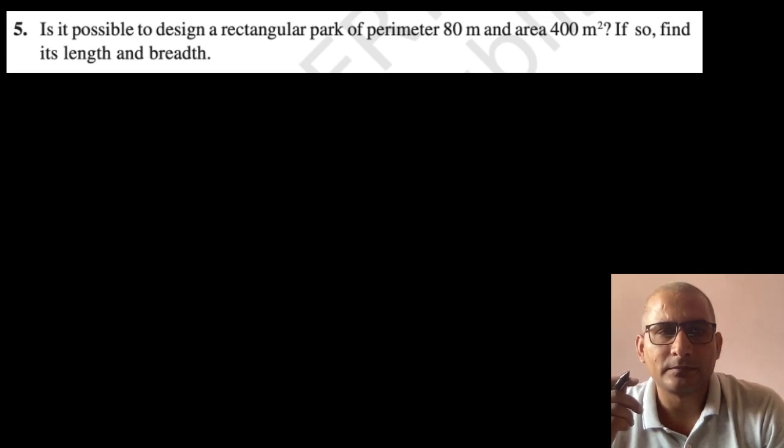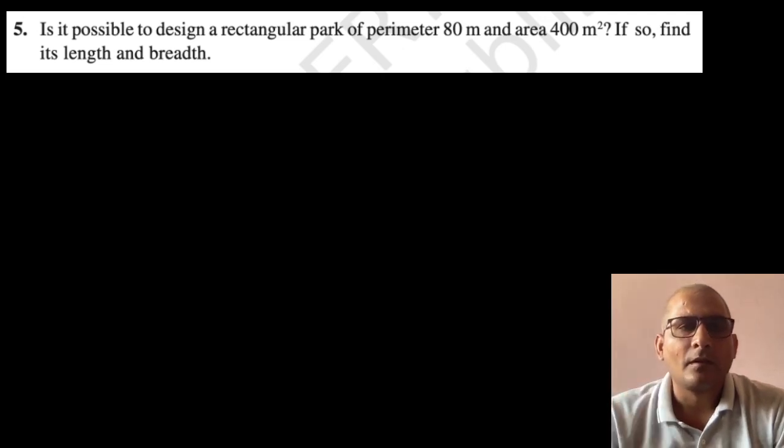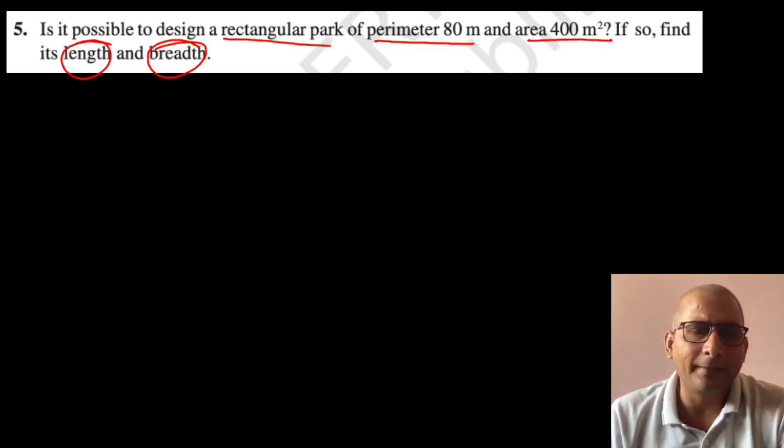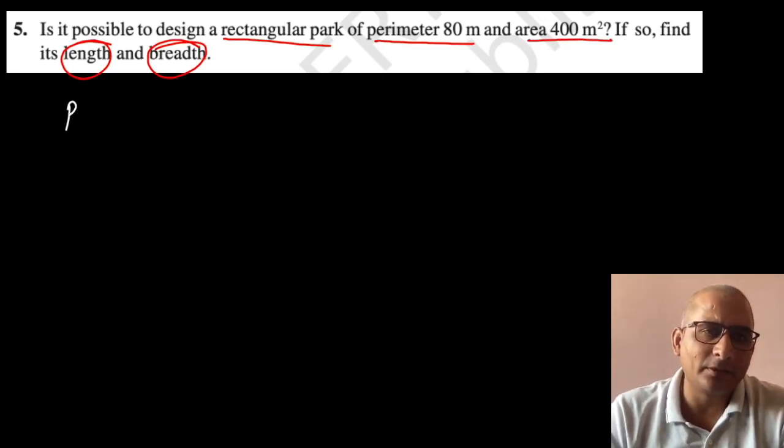If it's possible to design a rectangular park of perimeter 80 meters and area 400 meter square, if so, find its length and breadth. Okay. So we are talking about the area of a rectangle, length and breadth. Perimeter is given, area is given. Is this possible? So first of all, check is it possible or not. So perimeter is given 80 meters and area is given 400 meter square.